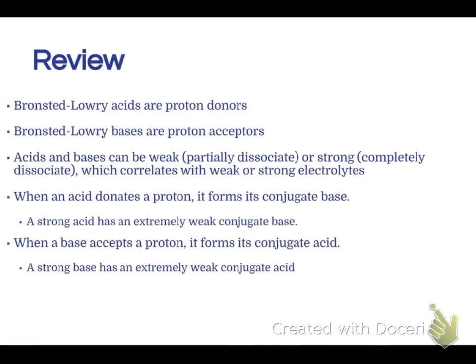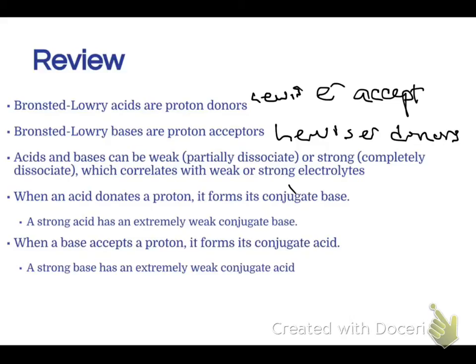Okay, so in review, we know that the Bronsted-Lowry definition of acids is that they are proton donors. The base definition is they are proton acceptors. And I want to add that the Lewis definition is kind of a little bit opposite in a way. So Lewis said that acids are electron acceptors, like Fe3+ accepting the electrons from cyanide, and bases are Lewis electron donors.